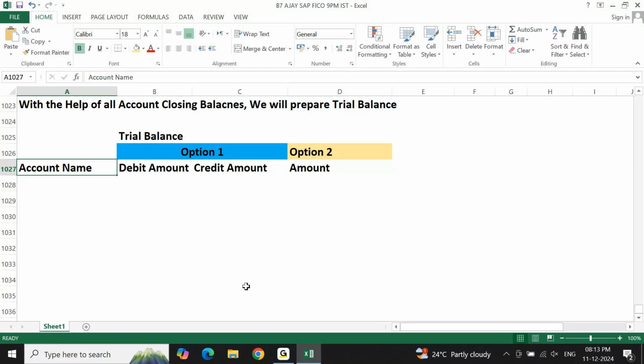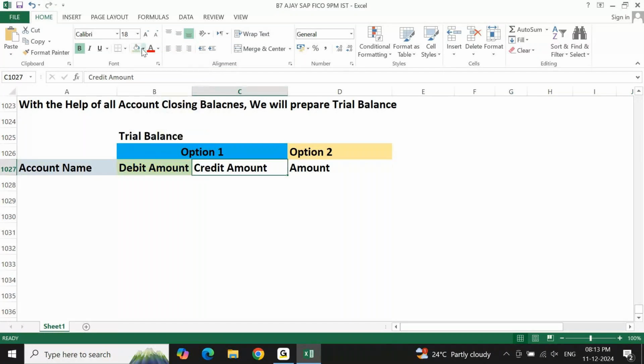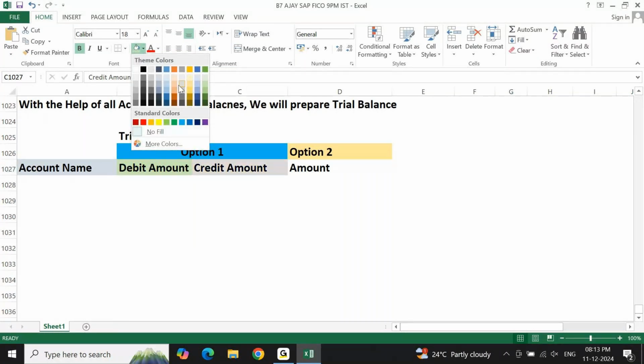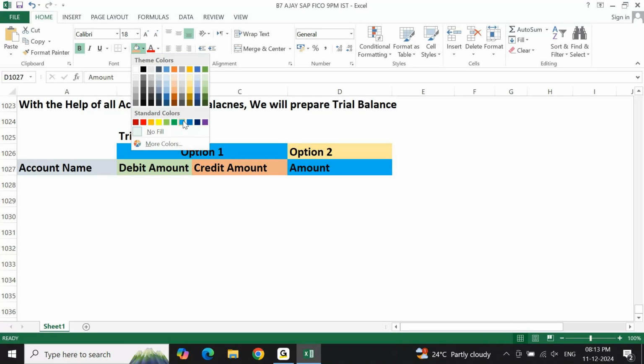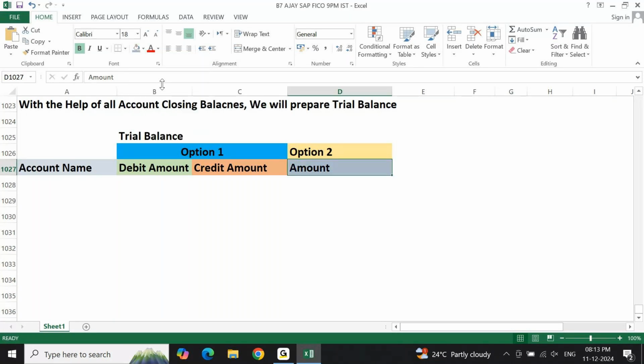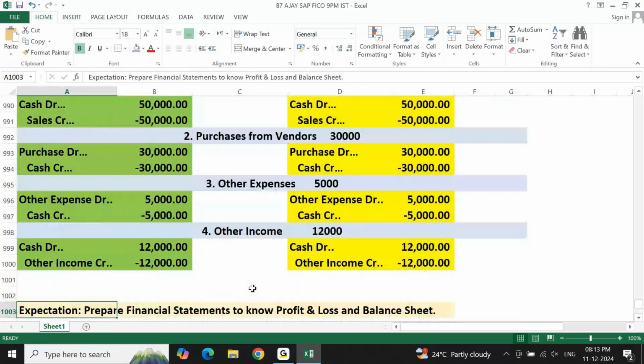Now, if we look at this, let's say this is the account name. Debit amount, credit amount. Option number 2, this I'm using as credit amount. If I scroll up, first of all, accounts whatever we have, we need to take. What are all the accounts that we have? Cash, sales, purchase, other expense and other income.